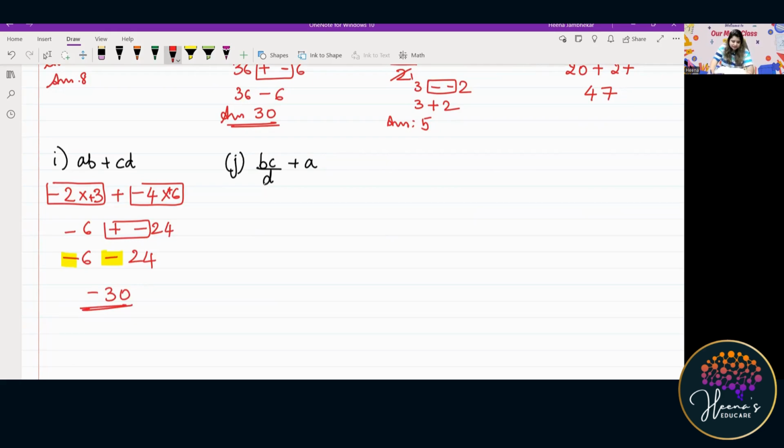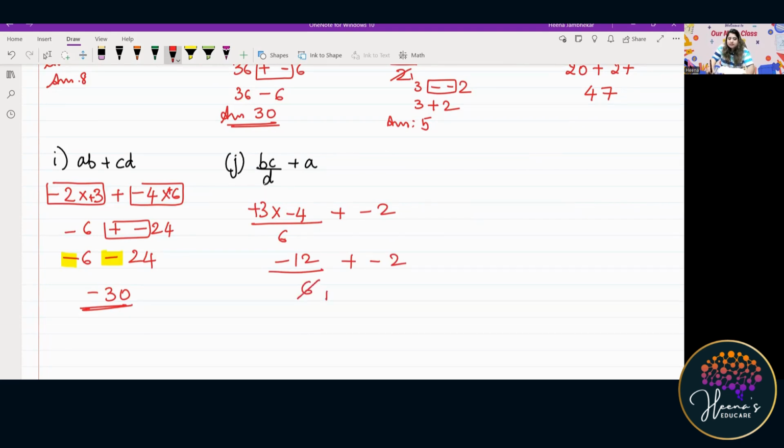BC upon D plus A. So it is B, which is 3 into minus 4 upon D, which is 6 plus minus 2. What will we do here? 3 into minus 4. 3 into minus 4 is minus 12, because 4 threes are 12. I'm not thinking about the sign. And plus and minus gives me a minus upon 6 plus minus 2.